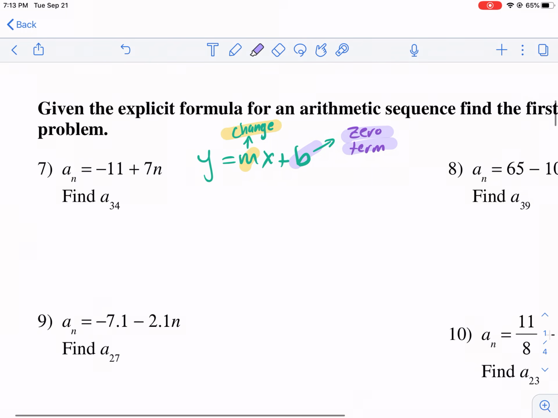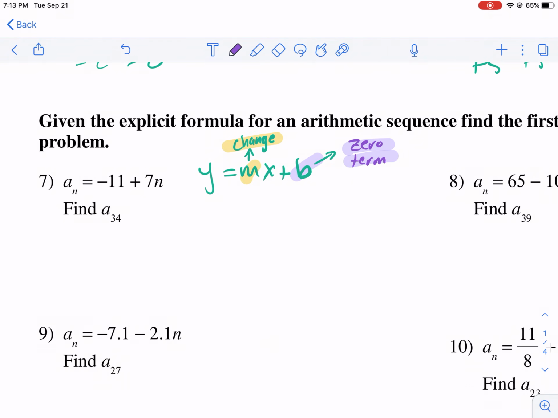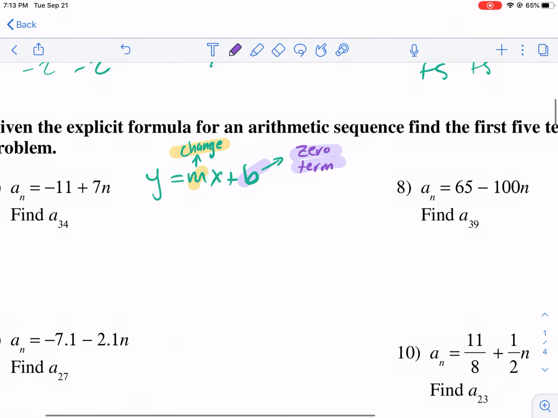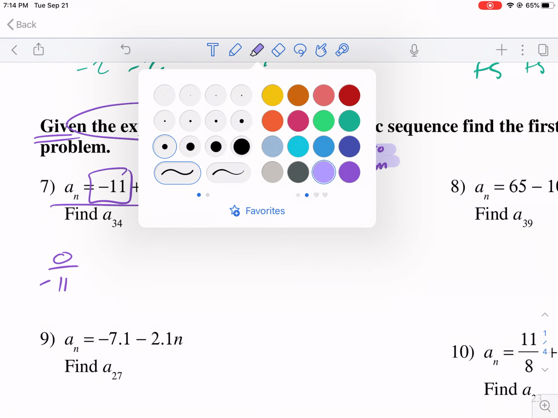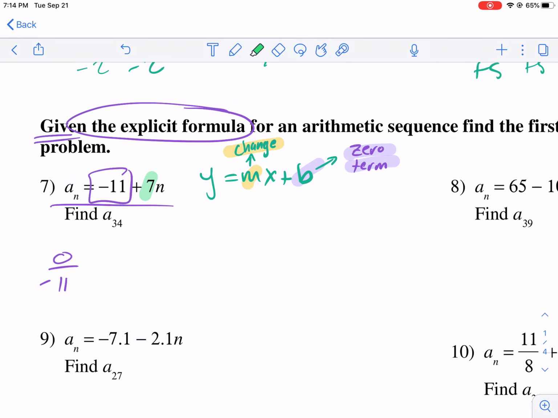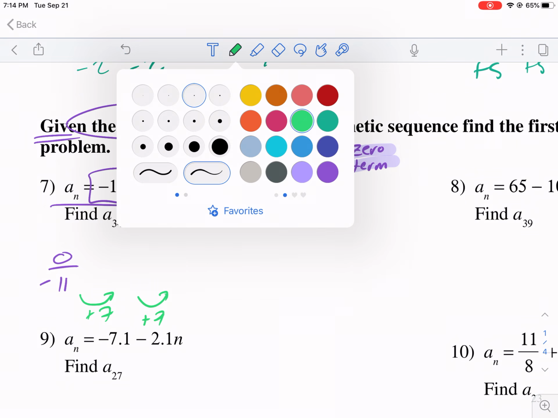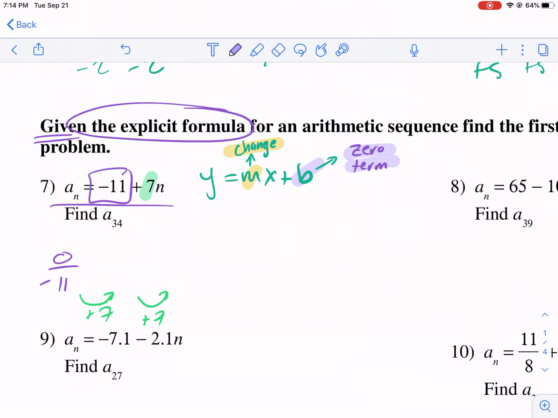So it's asking, first find the first 5 terms. That's a lot harder than it seems. We're going to use the explicit formula. So we see this is in slope-intercept form. That would be our 0 term, so the 0 term is negative 11. And then the change is being multiplied in front of the variable x. So it's plus 7. So we're going to add 7 each time. Plus 7, plus 7.